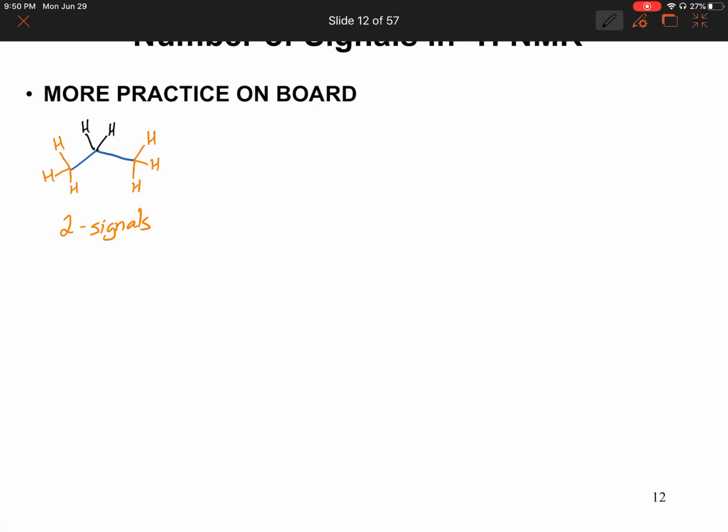So just so that we can clear this up, let's look at these orange hydrogens over here on the far left. These hydrogens are on a carbon next to a CH2, next to a CH3, right? Those hydrogens are on a carbon next to CH2, CH3. All right, now let's look at these black ones. These hydrogens are on a carbon with a CH3 this way and a CH3 that way.